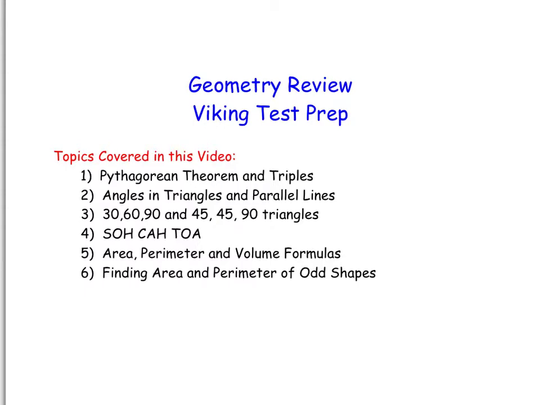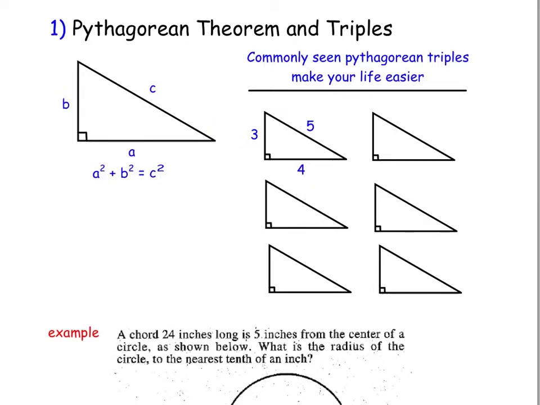This video is a review of some geometry topics that you will be seeing on the ACT. As you can see, there are 6 things that we're going to talk about. Feel free to stop and pause and go back as needed. So the first thing we're going to talk about in this video is the Pythagorean Theorem and common triples that you see that are Pythagorean triples.